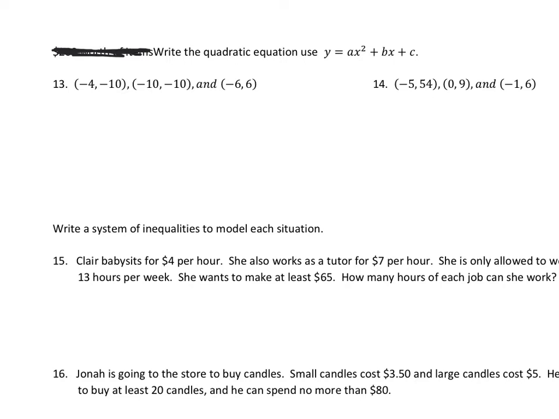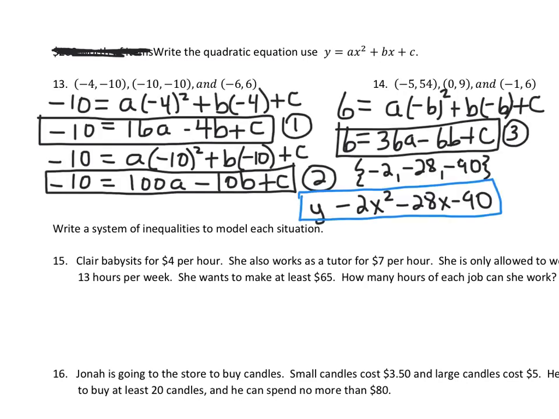For the next problem, we have write the quadratic equation using y equals ax squared plus bx plus c. And all they've given us is 3 points on our parabola. So I'm going to show you how to find the equation using a system of equations, and then we can find the values for a, b, and c. All right, so the first thing we're going to do is use each one of the points that we've been given to set up a separate equation for our system of equations. And this is going to be a system of 3 equations and 3 variables.